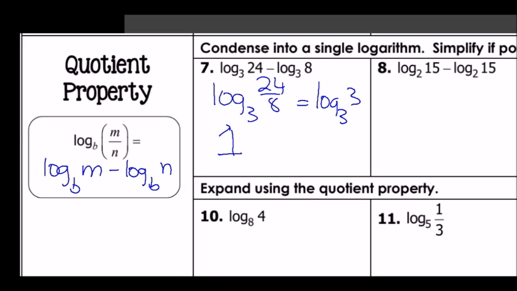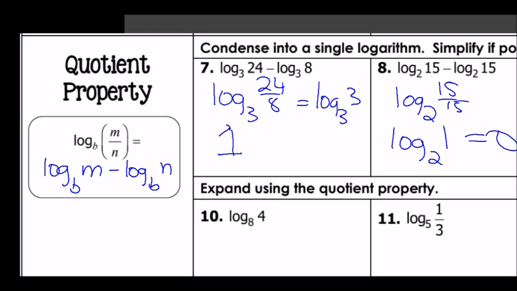Okay, how about the second one? So log base 2, and this would be 1, not 0, because it's 15 divided by 15, which is 1. So log base 2 of 1, which if you did evaluate, that would end up being 0. They're not always going to end up working out to something like that, but if you can reduce it, you should.